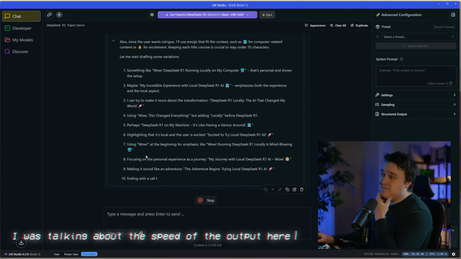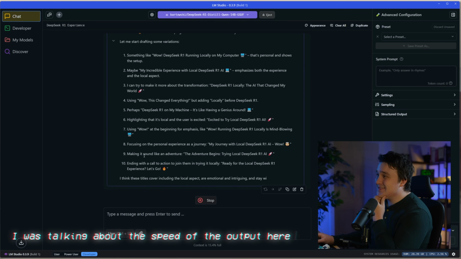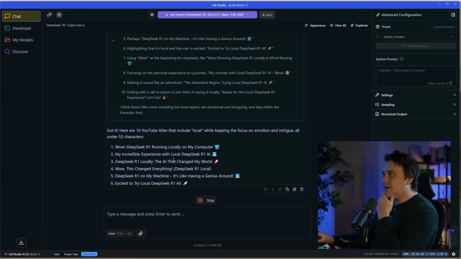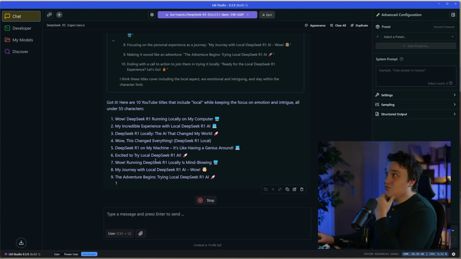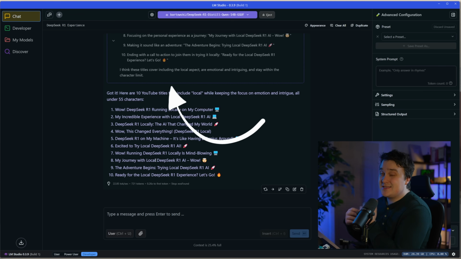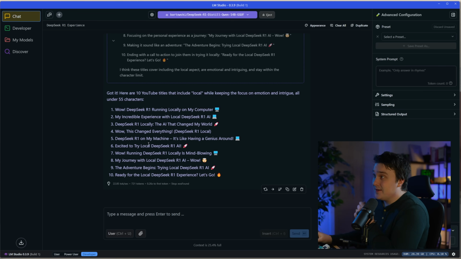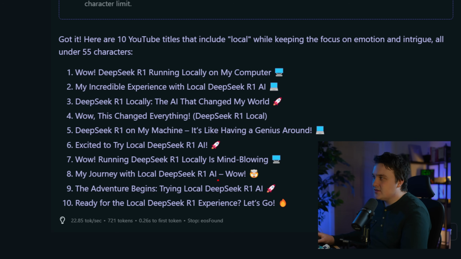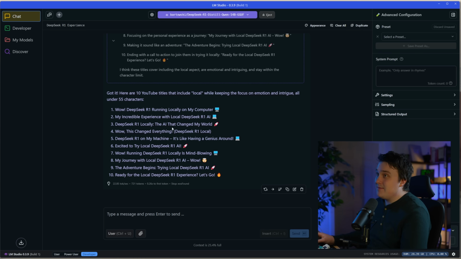It's honestly not bad now that I'm using it, to be honest. There's something that needs to be understood with this whole reasoning model, is that because it is running a thought process that's kind of useless to us, it just makes things feel a little bit slower. DeepSeek R1 locally, the AI that changed my world. My journey with local DeepSeek R1, wow. I'm not a fan of these, to be honest with you.